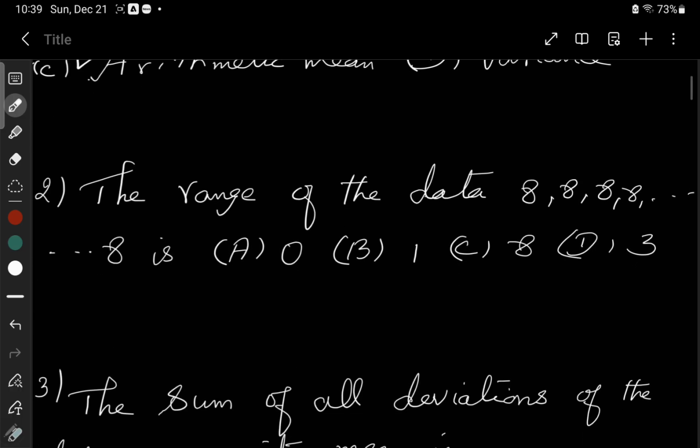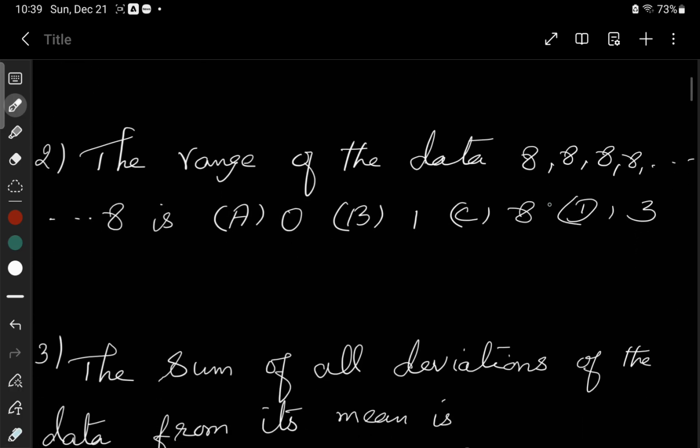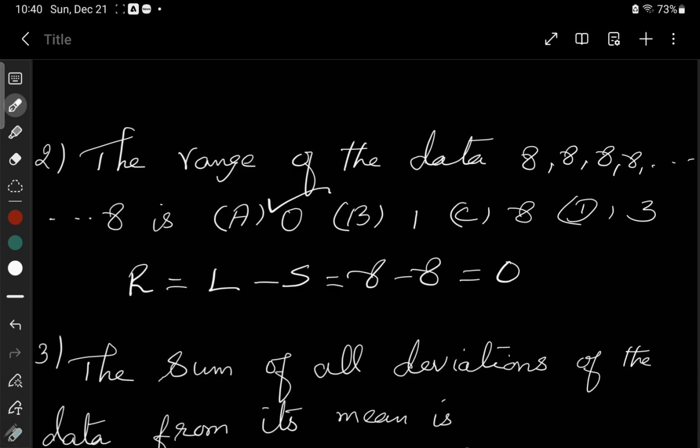Next question, the range of the data. All the data are equal, 8, 8, 8. Range is equal to largest value minus the smallest value. Here the largest value is 8 and the smallest value is also 8. 8 minus 8 equals 0. So option A.